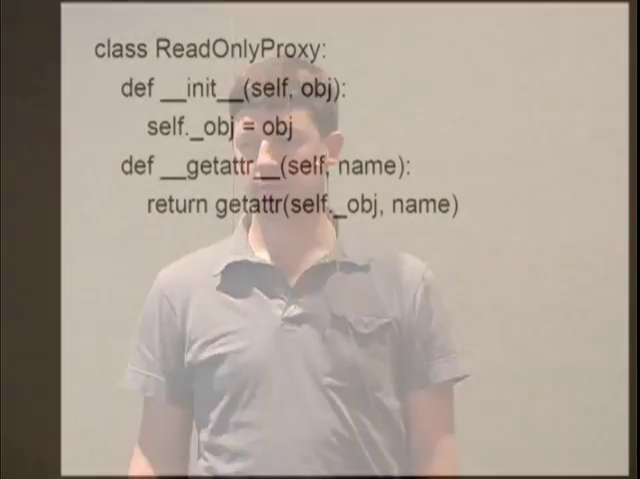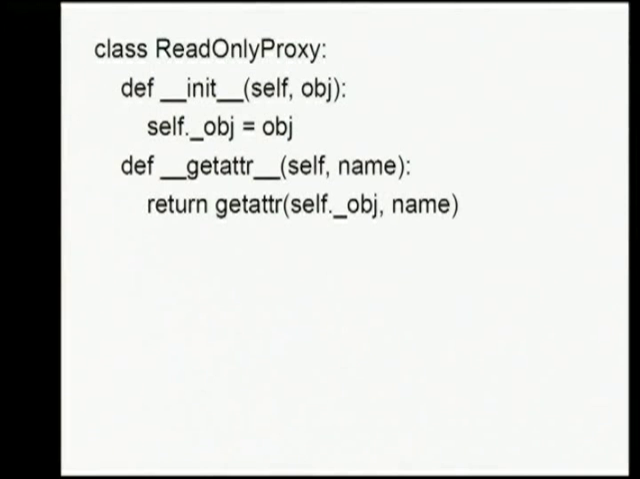Now, if we were to use that same example again of a read-only proxy, we can use the getattr method there, which is, like we said, the fallback. When it can't find it anywhere else, it looks in getattr. So we'll just use getattr there, and pass it through to the underlying object. Which is really straightforward, the shortest one of the 3 so far.